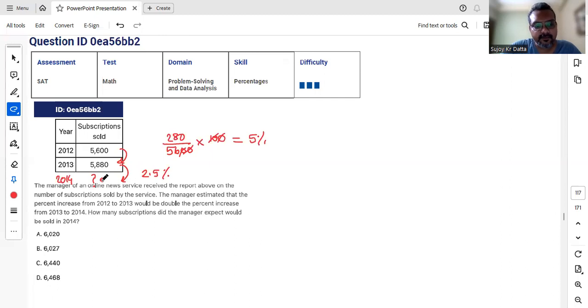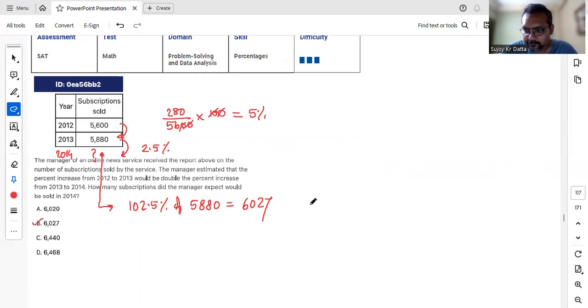So the value that we need is going to be 102.5% of 5880. So just use a calculator for this. Doesn't make sense not to. So we have 5880 times 1.025. So that's 6027. So that is option B. All right, let's go to the next question.